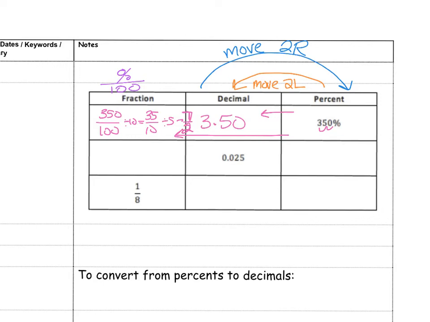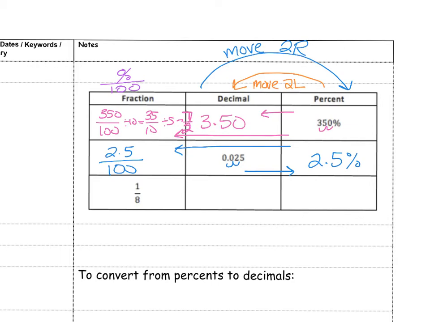The next one, we're starting with our decimal. So I know right away I can go ahead and make it into my percent by moving it 2 to the right. So it becomes 2.5%. And once I know my percent, I can go ahead and make that fraction: 2.5 over 100. And then lastly, we're given 1/8.